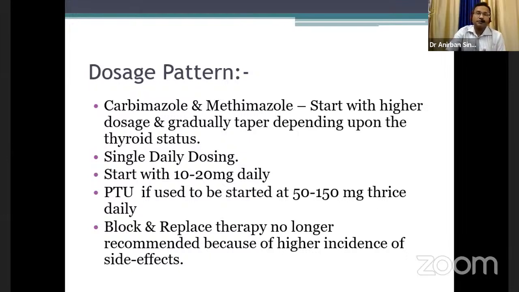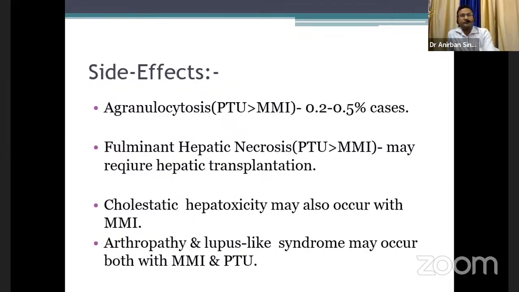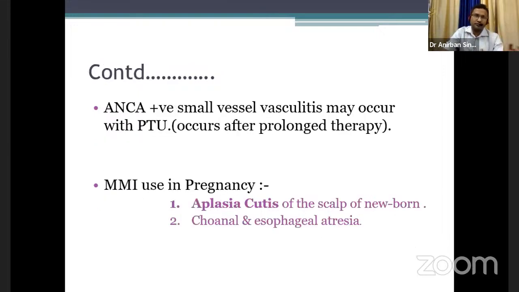But remember, previously a lot of people used to go for block replacement, that is, giving a high dose of antithyroid drugs along with thyroid replacement like thyroxine. That is no longer recommended nowadays because of higher incidence of side effects of the antithyroid drugs. Agranulocytosis, though rare, is a serious concern, more common with PTU. Fulminant hepatic necrosis, cholestatic hepatotoxicity, arthropathy, and lupus-like syndromes can occur with both antithyroid drugs and should be kept in mind. The patient should be explained about the symptoms and should come if the patient develops them.